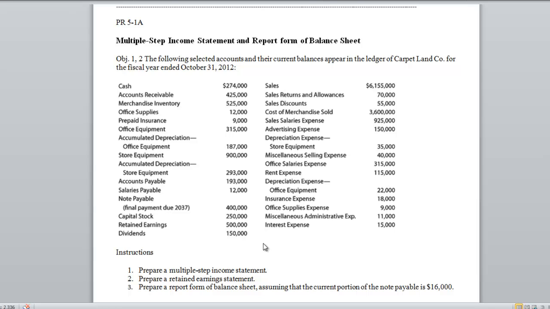Obviously we're going to prepare our financial statements in this order here. That's the proper order that we have to prepare them in. And so we're going to look at these figures we have here. Instead of giving us a trial balance, they're just listing the accounts and giving us the dollar amounts that go along with them. Okay, so let's take a look at the solution key and see how we should prepare this multi-step income statement. This is a little more complex than the single-step income statement that we had prepared in previous chapters.